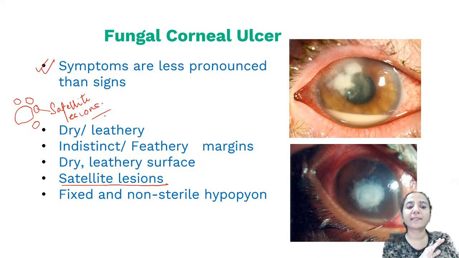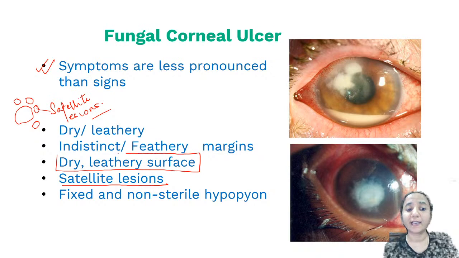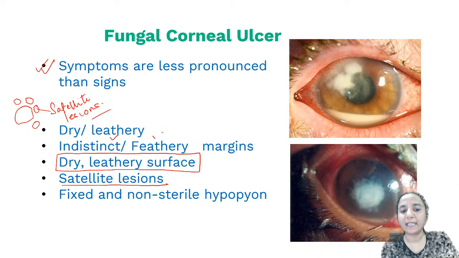Now, if you look at the surface of the ulcer, it is typically described as dry or leathery. These are the key words that you have to remember. So the surface is described as dry and leathery, and the margins of the ulcer are ill-defined, indistinct, feathery or fuzzy.